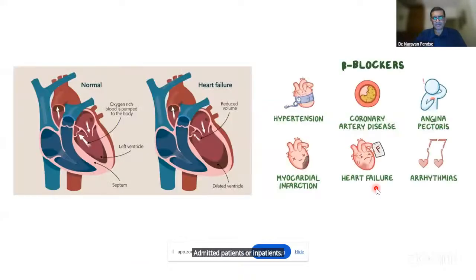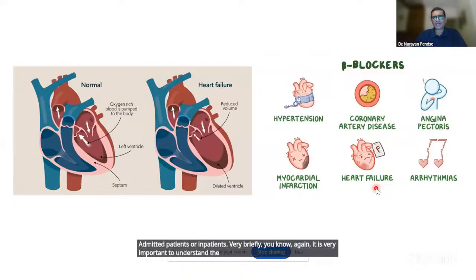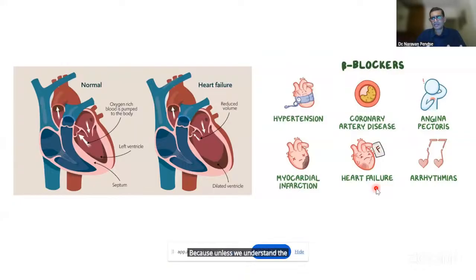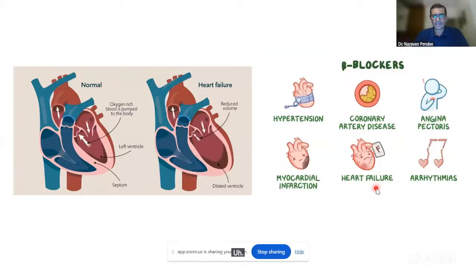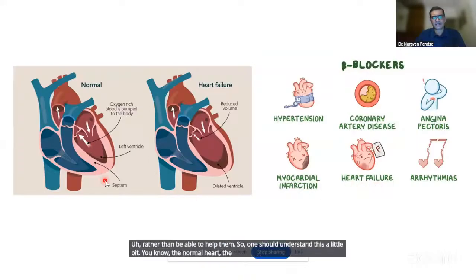Very briefly, again, it is very important to understand why we are measuring this indicator, because unless we understand the why part, it will become very difficult for us to even talk to clinicians, rather than be able to help them. So one should understand this a little bit. In the normal heart, the left ventricle is the main pump which supplies the blood, oxygenated blood, to all parts of the body.